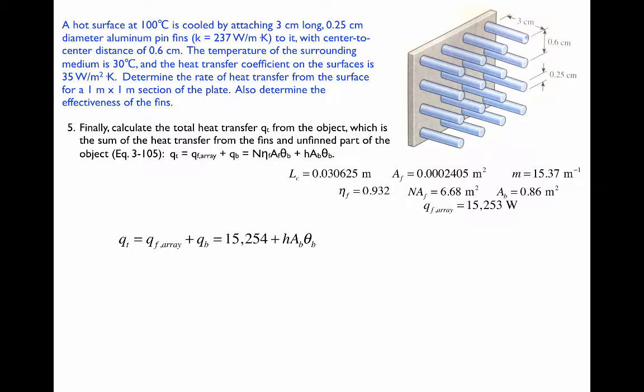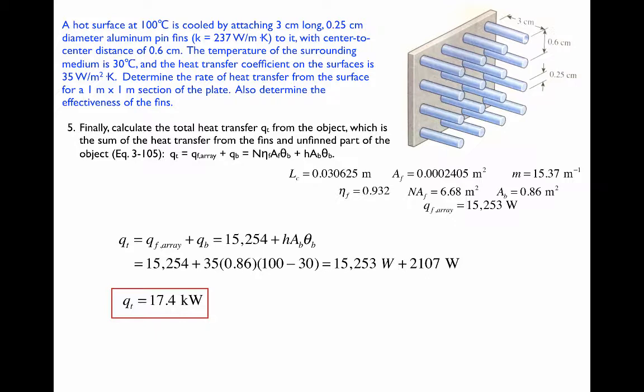We've calculated the heat transfer from the array, that's 15,253 or 15,254 watts. Then we add to it the heat transferred from the unfinned part of the surface, which is the base area, A subscript B. We plug in our numbers, and we get 2107 watts for the heat transfer from the unfinned base area. It's a lot smaller than the heat transfer from the fins. And the sum is 17.4 kilowatts.